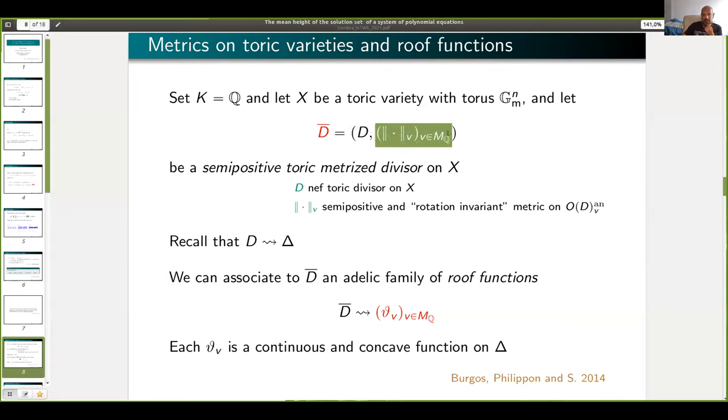on the other hand you have a family of things. These things are indexed by the places of the field, the places of the rationals, that is the Archimedean place and all the p-adic ones. And for each of them you have a metric. This is the metric that has to be semi-positive, a technical notion, and has to be rotation invariant. This means some invariance, which is the toric analog of being toric in this setting. And these are metrics on a line bundle. This is the v-adic analytification of the line bundle associated to D.